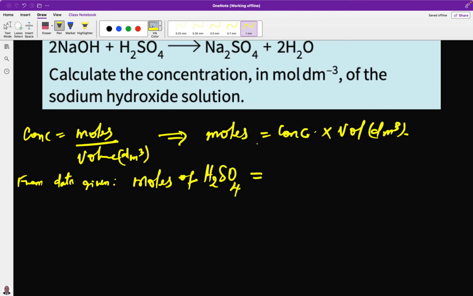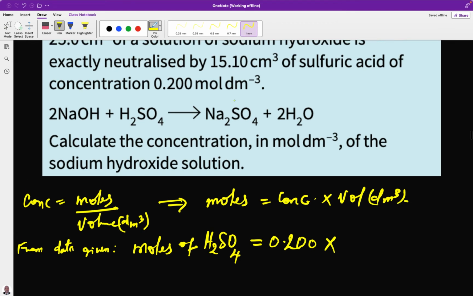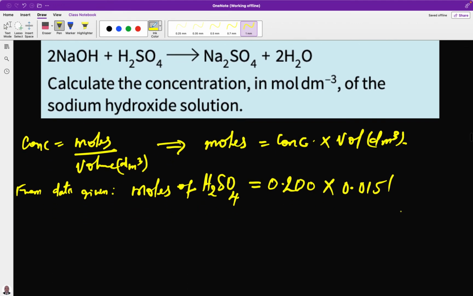will be equal to concentration times volume. The concentration of sulfuric acid is 0.2, times the volume. The volume is 15.10 cm cube. We have to convert it to dm cube by dividing by 1000, and if we divide this by 1000, we have 0.0151.